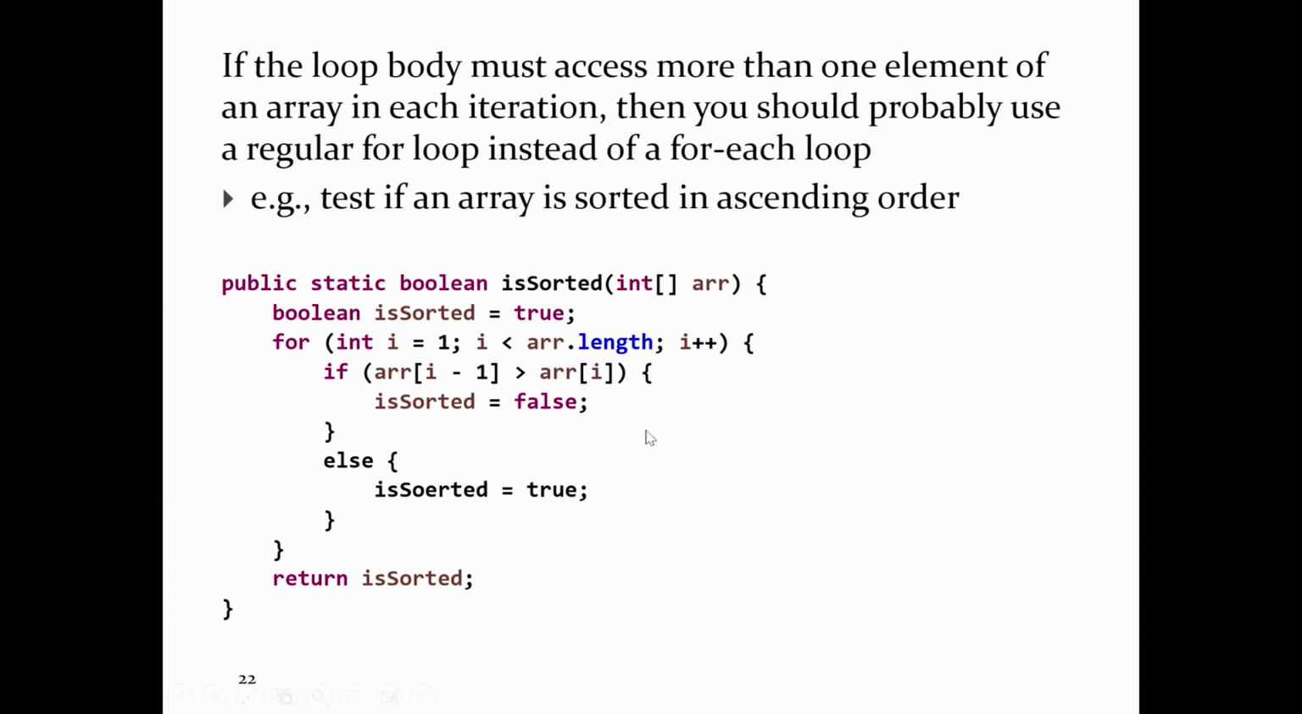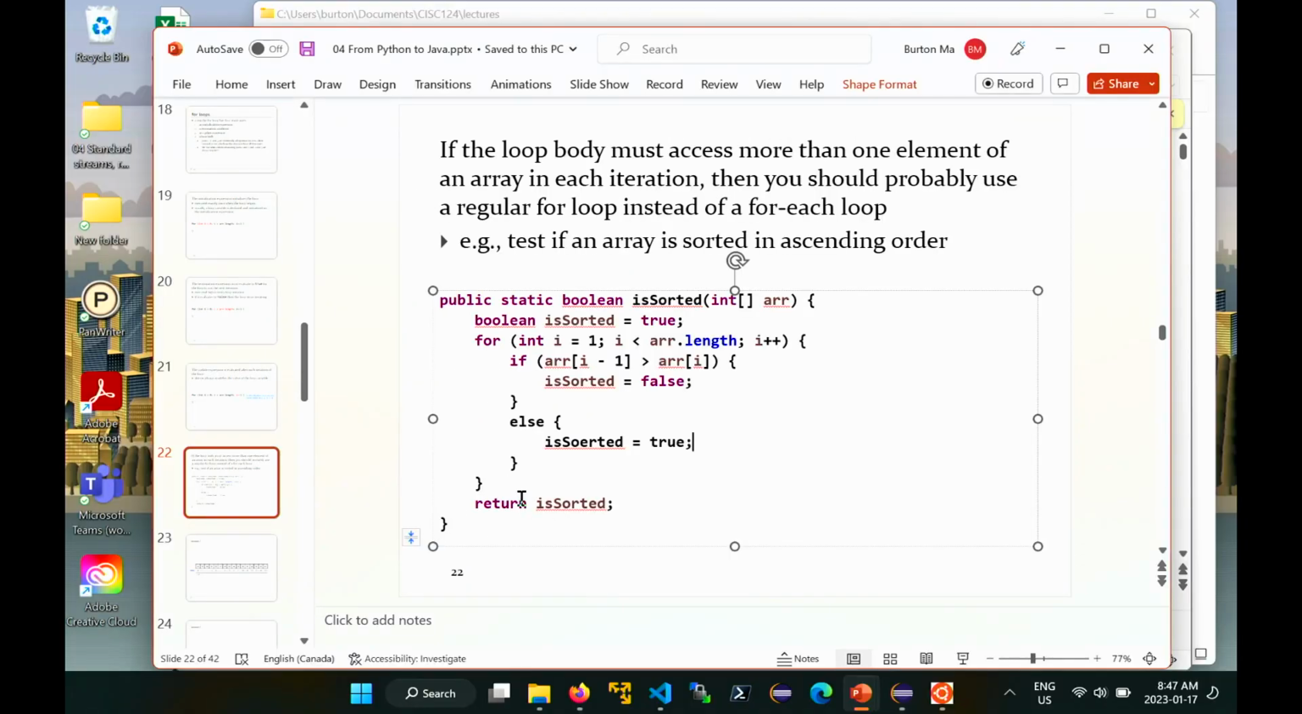It goes through the array, it looks at a pair of adjacent elements. If they're out of order, it sets is sorted to false. If they're not out of order, it says, whoa, there's a spelling mistake.